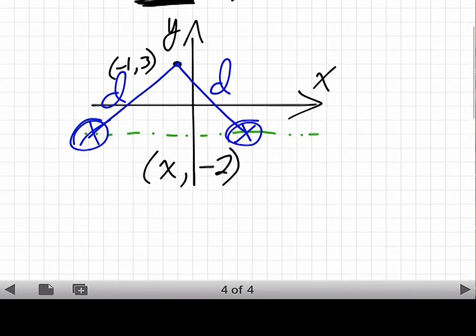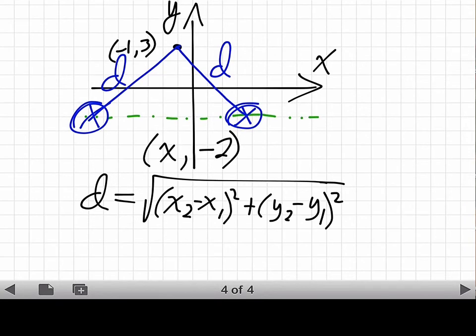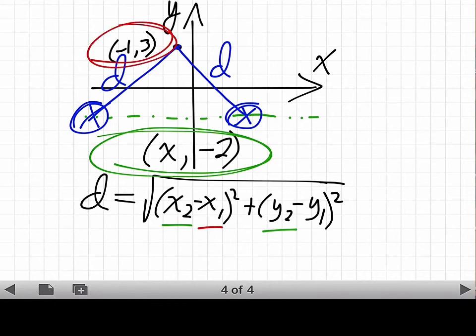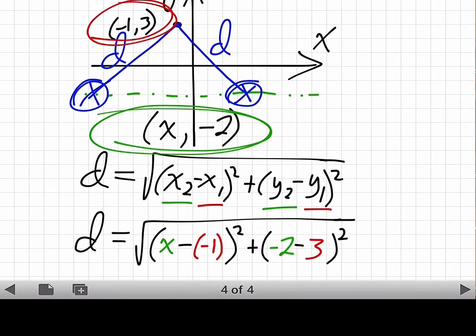Let's look at the distance formula in this light. So the distance is equal to the square root of x2 minus x1 the quantity squared plus y2 minus y1 the quantity squared. So let's label the point that we're after x, negative 2. Let's make that x2, y2. And the point that we have, negative 1, 3, let's make that x1, y1, and flesh out the distance formula with those substitutions. So I have d is equal to x2 minus x1, the quantity squared, so x minus negative 1, and y2 minus y1, the quantity squared, so negative 2 minus 3.